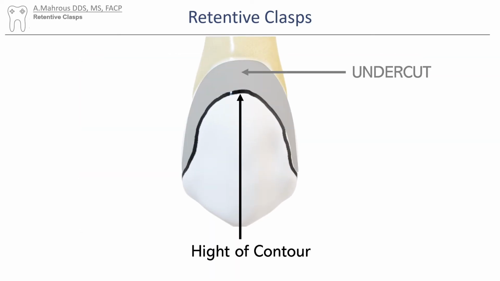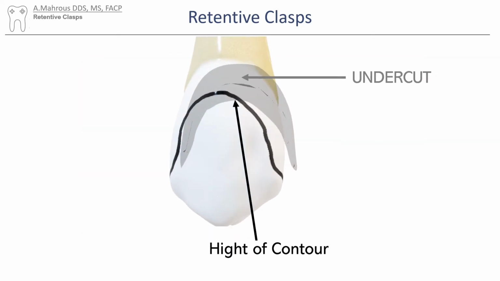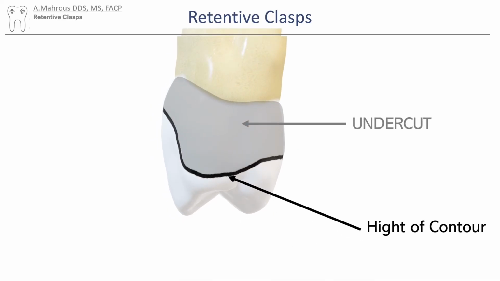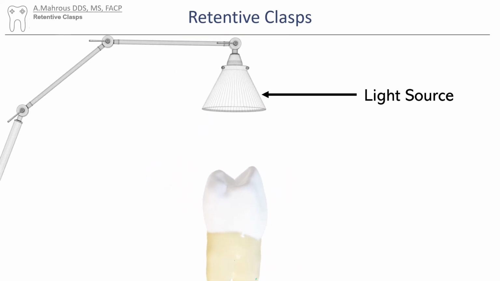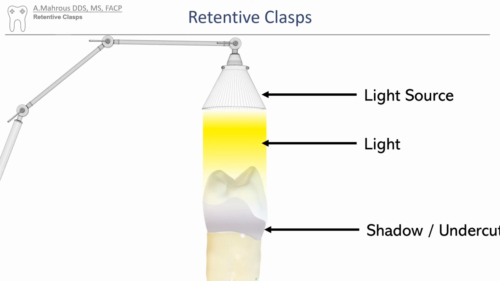Undercuts are areas underneath the height of contour of a tooth. The height of contour is the widest circumference on the tooth surface. The way I like to explain it is, imagine having the tooth underneath a light source. When a light is shined onto the tooth, it'll cast a shadow under the widest area of the tooth. The parts of the tooth that are in shadow are considered an undercut.